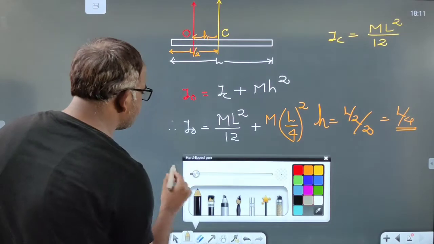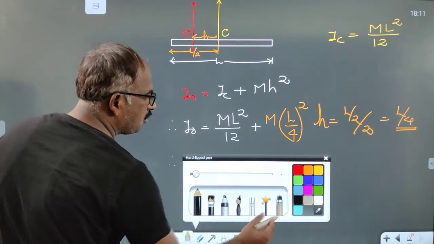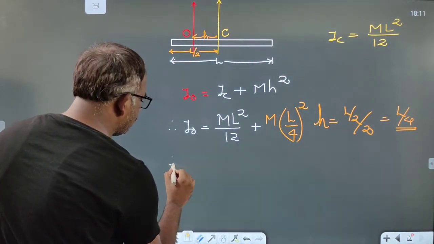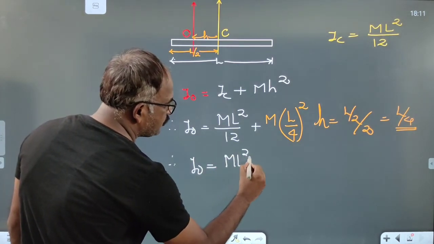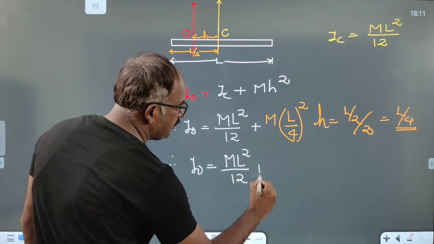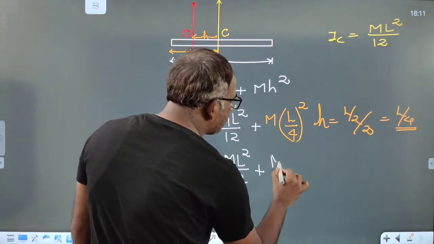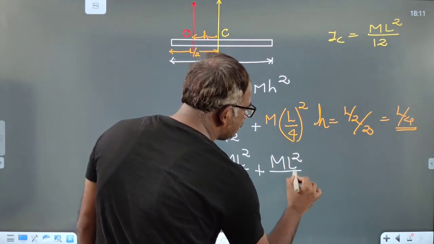Therefore IO is equal to ML square by 12 plus ML square by 16.